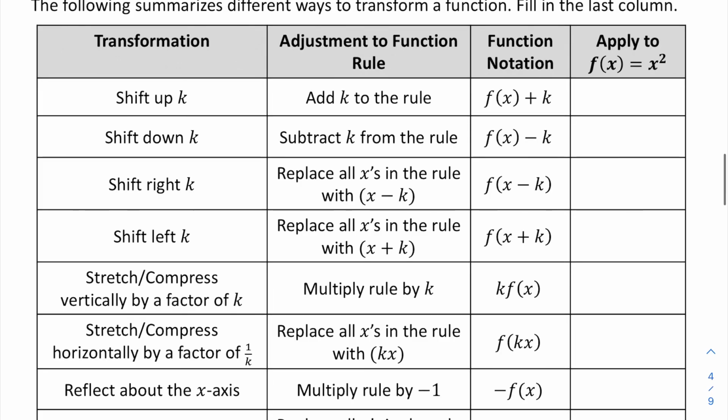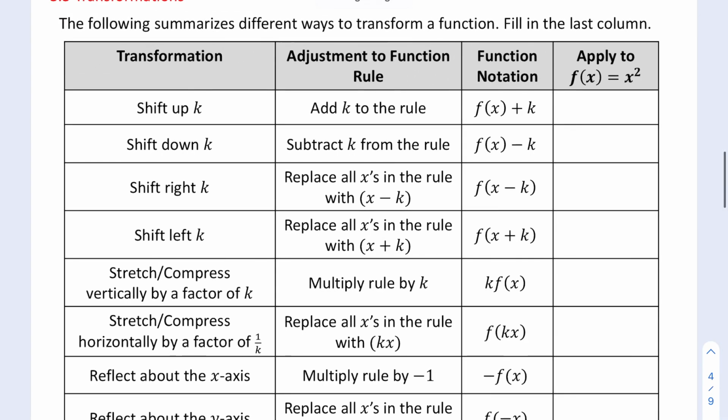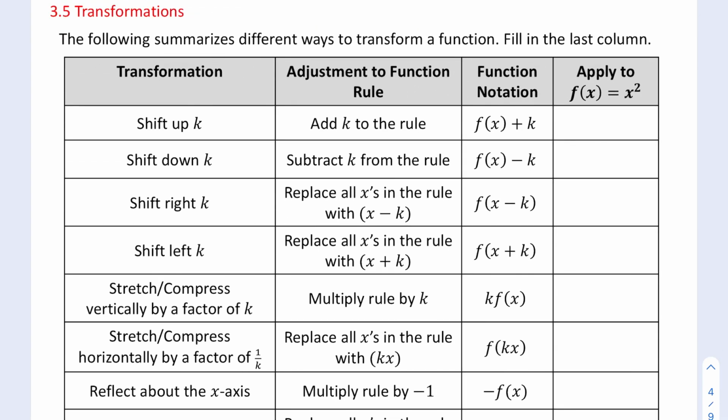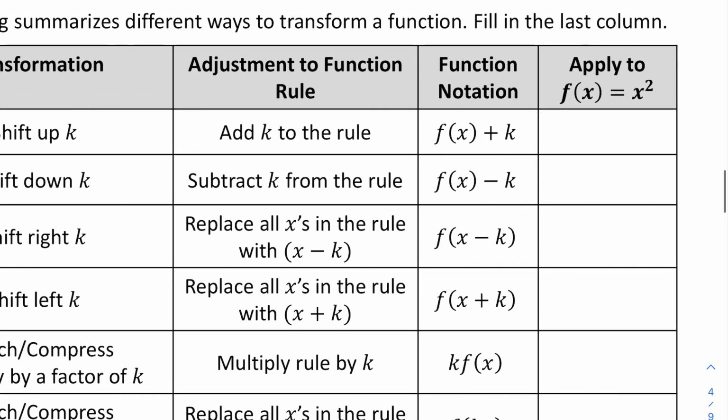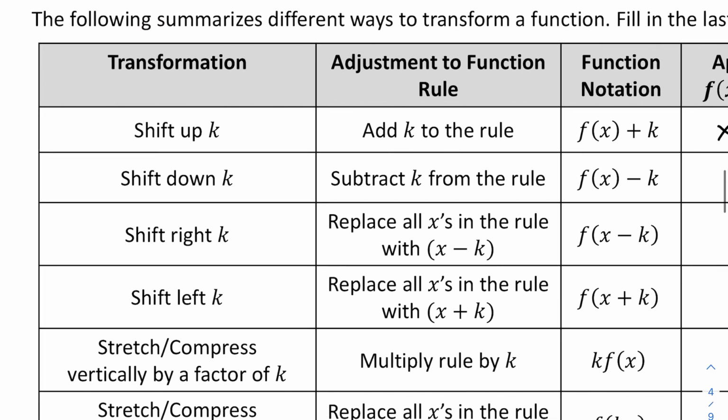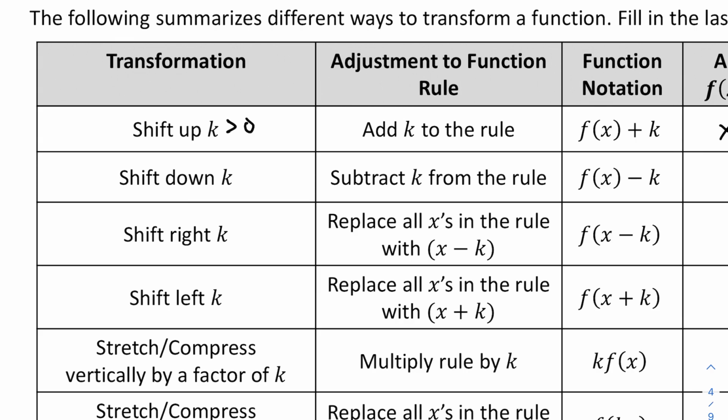Okay, we're going to summarize all the different ways that we transform a function. Let's begin with if you want to shift a graph up k units, then what you need to do to adjust the rules, you need to add k to the rule. In function notation, it looks like this. So f of x represents the rule, and then you add k after the fact. So as an example, let's apply this to x squared. If I want to move x squared up k, it would look like x squared plus k. And we're assuming k is some positive number, by the way. Let's just go ahead and assume k is positive in this whole table.